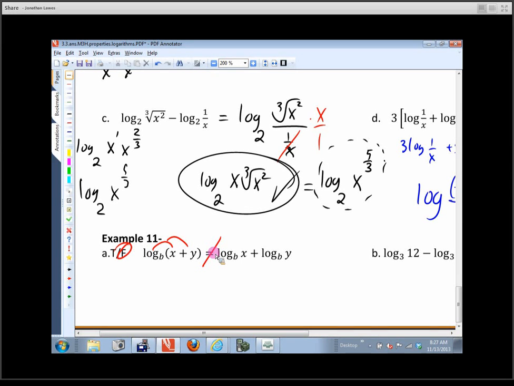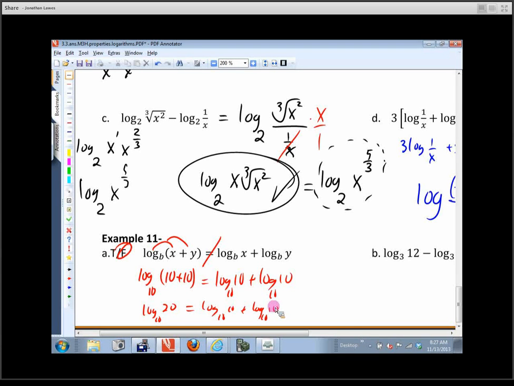Okay, now the way you could check this is you could plug in some numbers. Let's say we did log base 10 of 10 plus 10. So this would be log base 10 of 10 plus log base 10 of 10. So the question here is, is log base 10 of 20 the same as log base 10 of 10 plus log base 10 of 10? If you're not quite sure, plug in some numbers and see if it works.